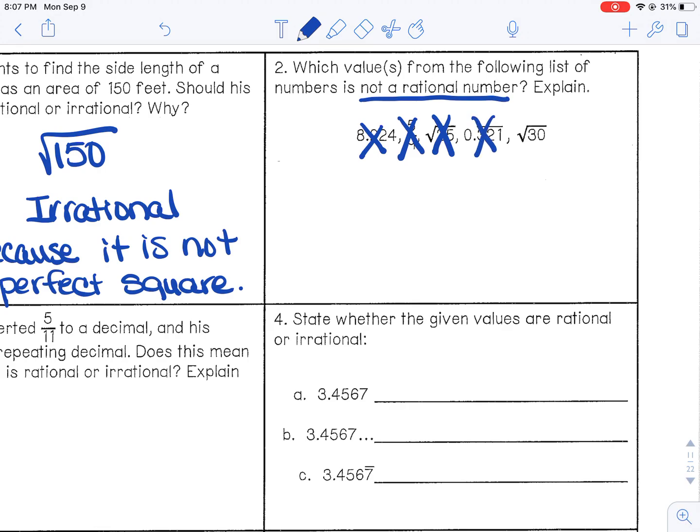That must mean the square root of 30 is our irrational number. Remember, for it to be irrational, the square root has to be non-perfect. Is the square root of 30 not perfect? The square root of 30 is our only answer because it is not a perfect square.